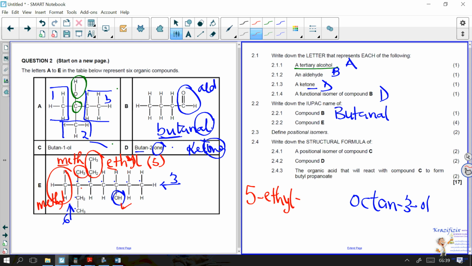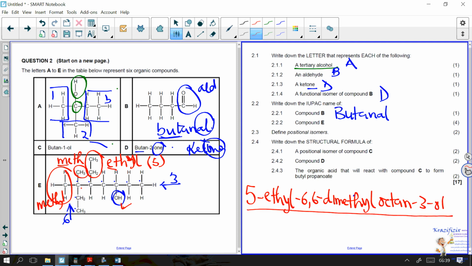Ethyl, 6, between a number and a number, it's a comma. 6,6, between a letter and a number again, hyphen. Dimethyl. Octane-3-ol. Right. That's the name of the compound. I hope we get that. And that's 4 marks.